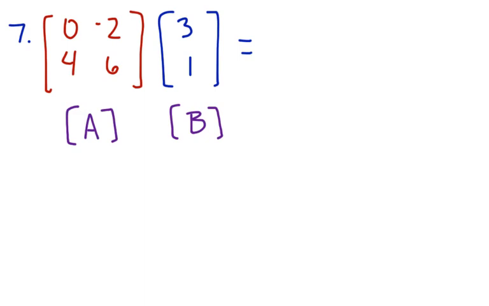So we're going to enter matrix A as this first one: 0, negative 2, 4, 6, so a 2 by 2 matrix. Then you're going to quit. It's important that you quit each time. And then you're going to go back into matrix, and this time go down to B and enter matrix B. This is a 2 by 1 matrix.